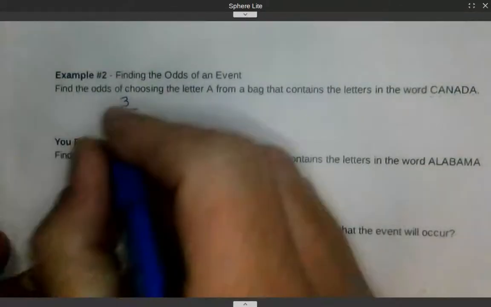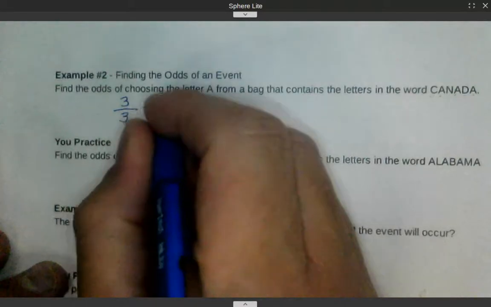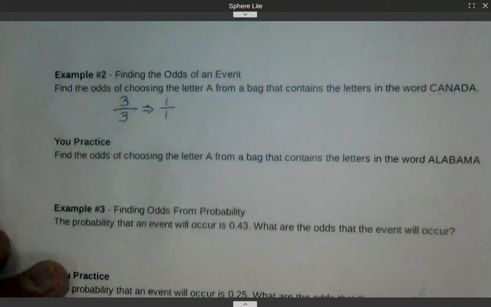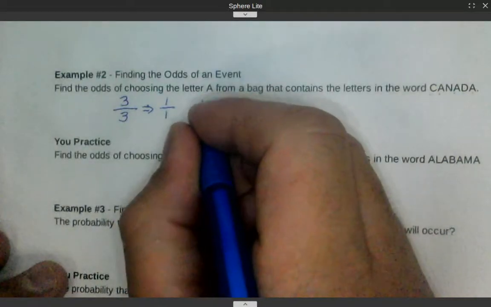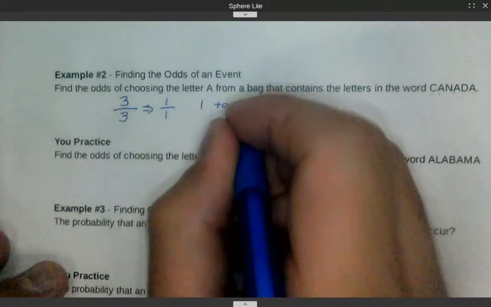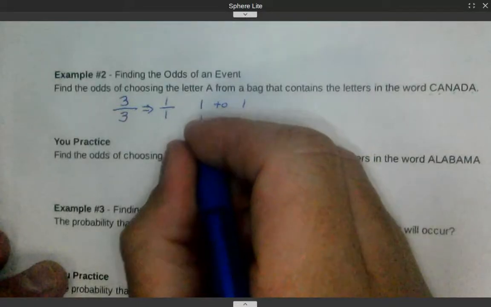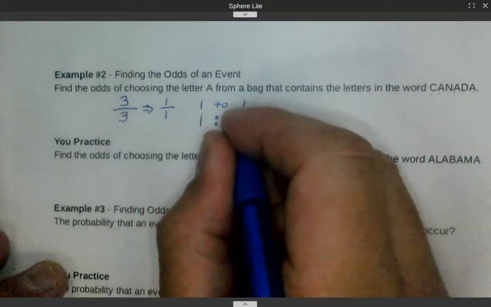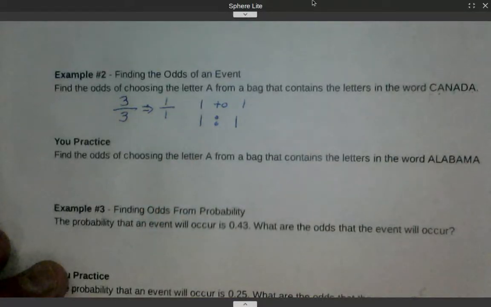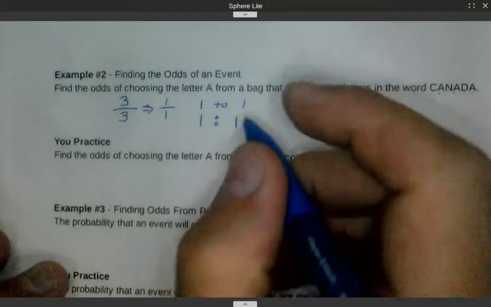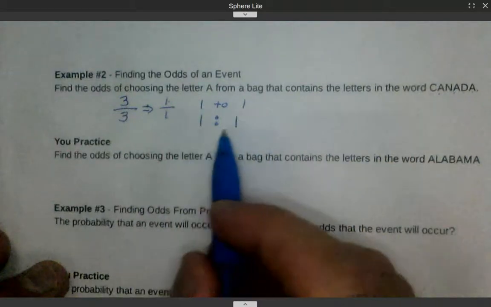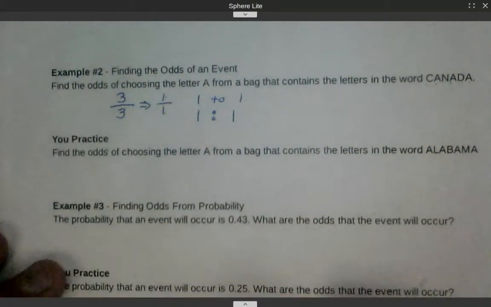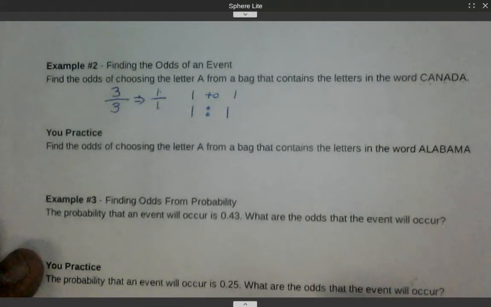So for my odds, I want to reduce it. I always want to reduce it when I can. So this would be 1 to 1. So I can write it as 1/1. We can also say 1 to 1. Or we can also say 1 to 1 using a colon like that. So any of these answers is good.